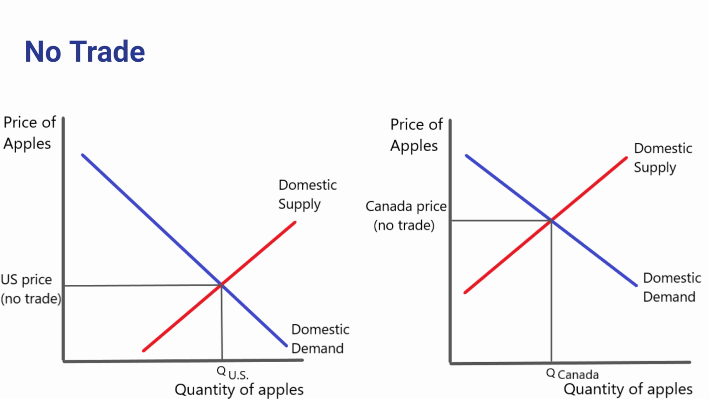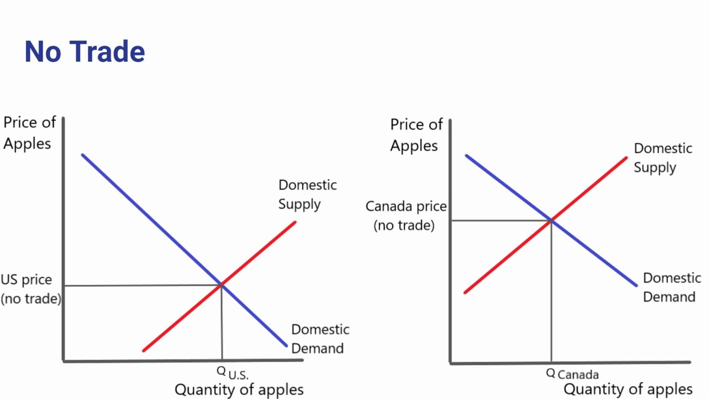It turns out that when we see the same good trading at different prices, though, there's an efficiency loss. A very simple explanation is that in the US, the value of an additional apple is less than the value of that additional apple in Canada. If you transferred one apple from the US to Canada, the gains in Canada would outweigh the losses in the US. And that's why this would be inefficient.